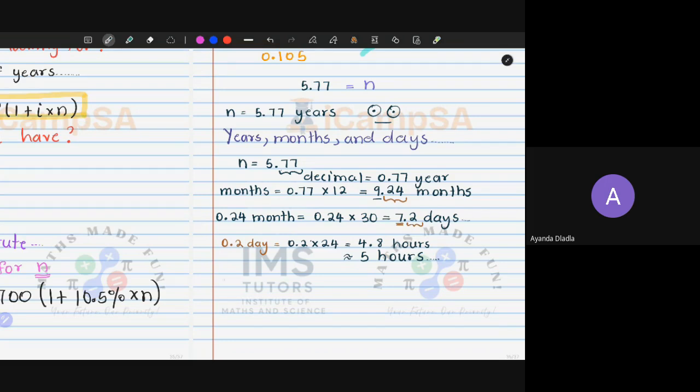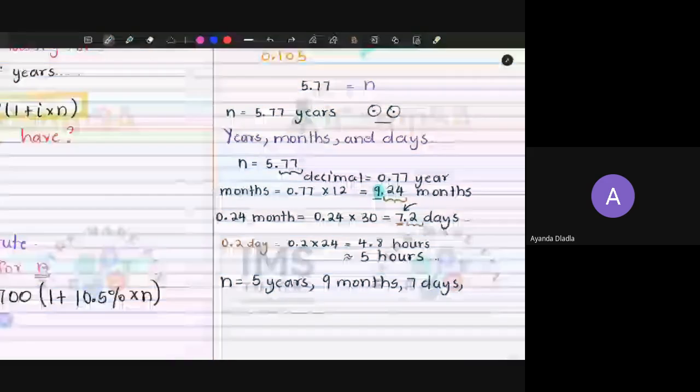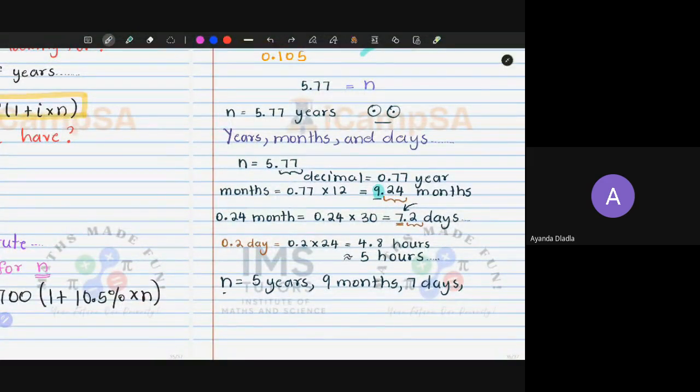Okay, so let's quickly present our answer, guys. So it means our N will be 5 years, and look here, we have 9 months. So 5 years, 9 months. And then we have how many days? 7 days, guys. So we have 7 days. This is beautiful, isn't it? And then we have how many hours? We just chose to say, look, we are tired. Leave us alone. So we're going to say 5 hours.